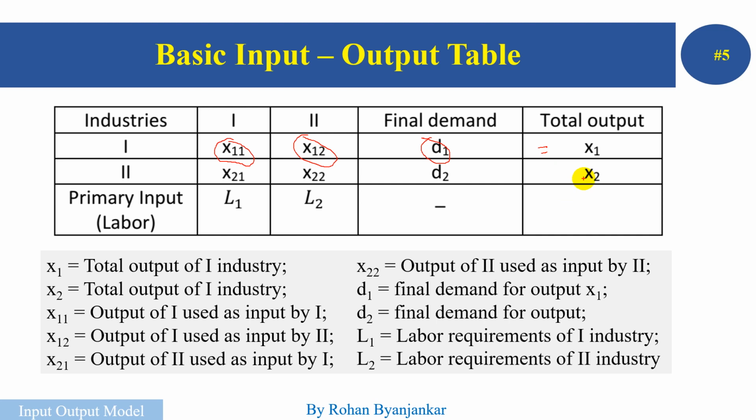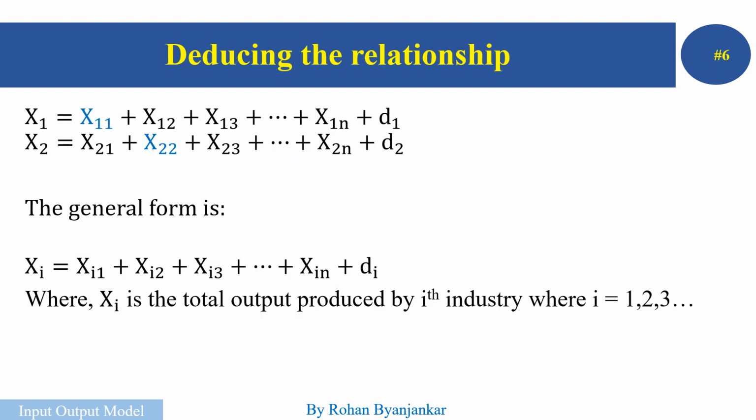And similarly for x2, I have done the exact same process in slide number 6. The general form is xi equals xi1 plus xi2 plus xi3 plus dot dot dot plus xin plus di, where xi is the total output produced by the ith industry, where i equals 1, 2, 3 and so on. But in our context we have assumed that there are only two industries in the economy.